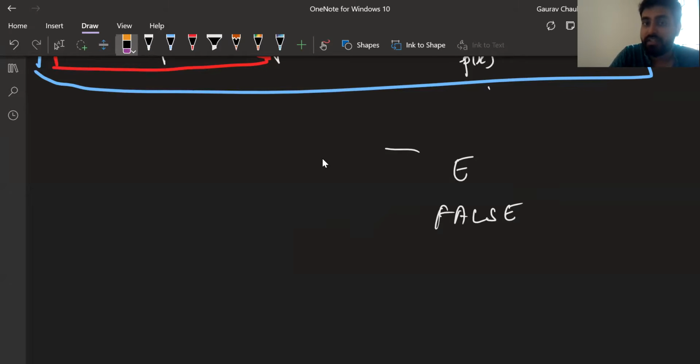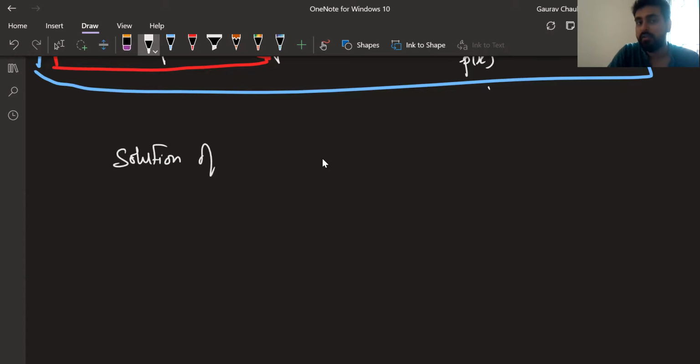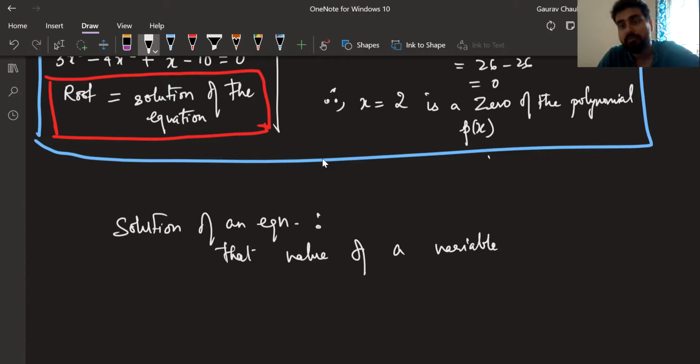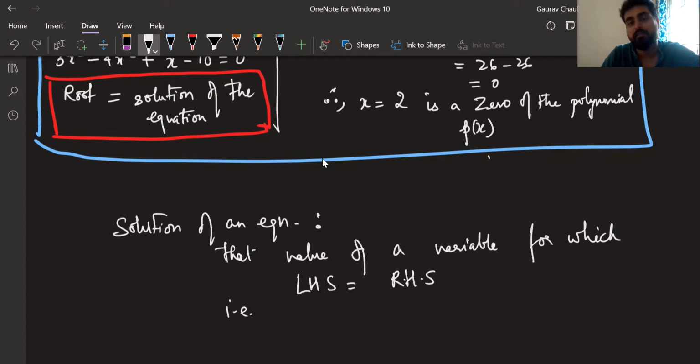Solution means basically, now I'm bringing you back to the word solution of an equation. This is the same as root of the equation right now. In polynomials, it's the same. But let's write the meaning of the word solution of an equation. It is that value of a variable for which LHS is equal to RHS, that is, the equation becomes true. This is our basic funda.